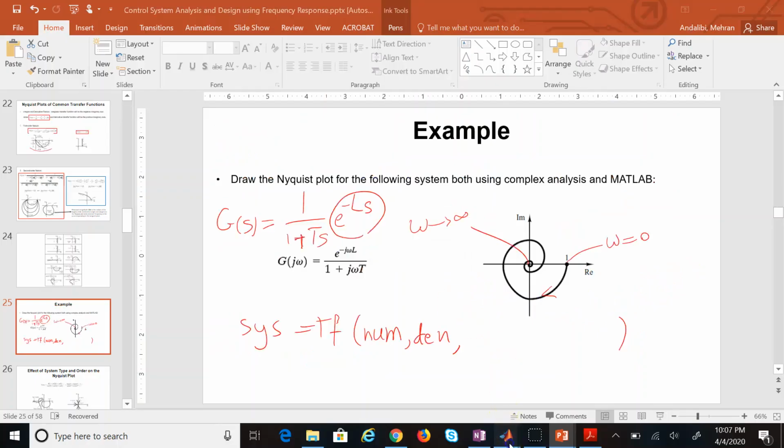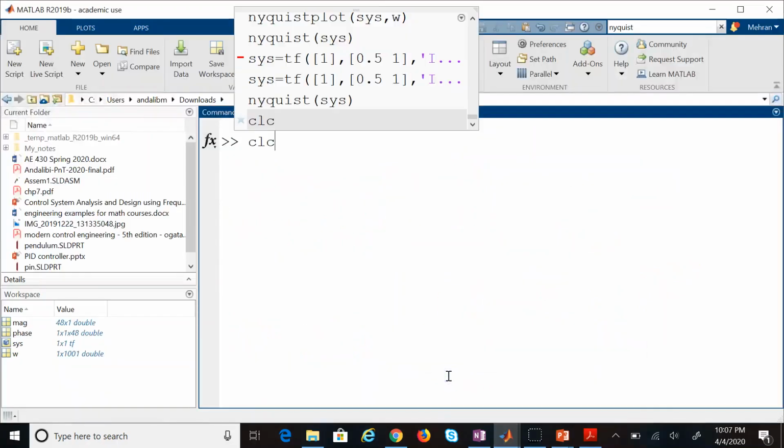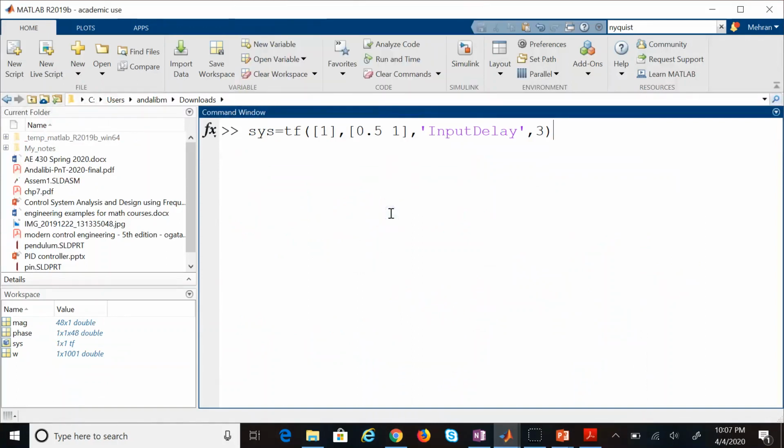So this is the command in MATLAB. What you can say is, I'm going to replot for you the 1 over ts plus 1, where t is 0.5. But now I have this extra input argument, which says an input delay of so many seconds, and I say 3 here. I assume L is 3.